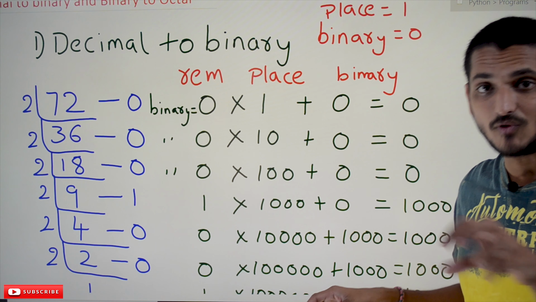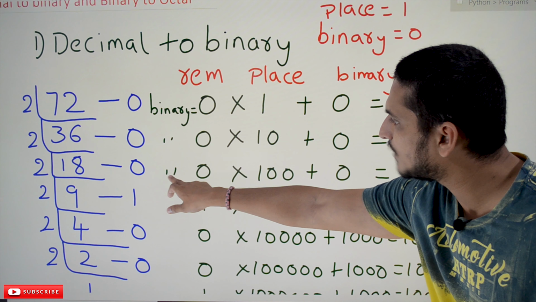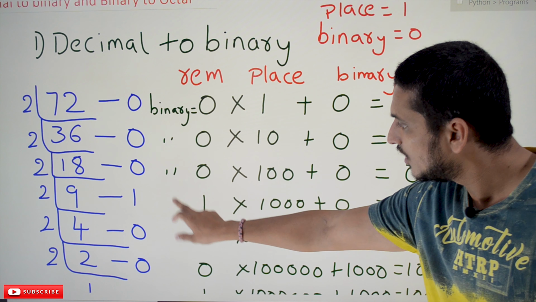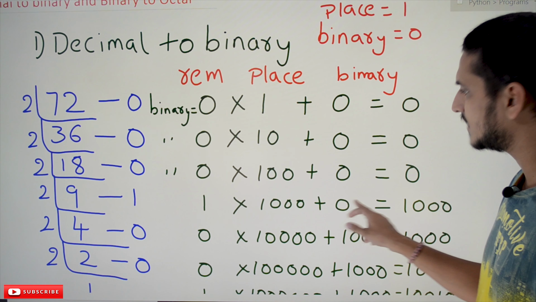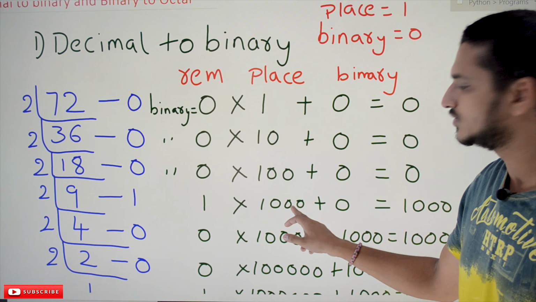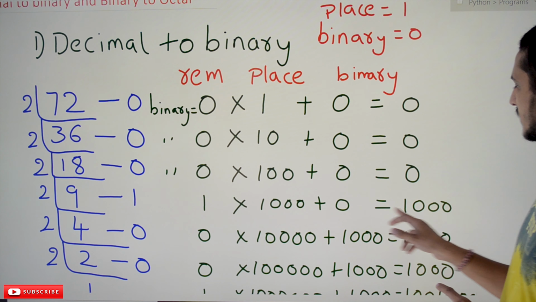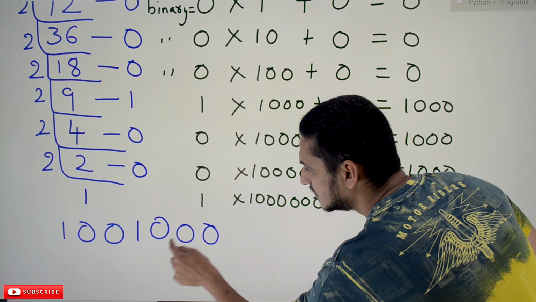Now you will understand why we have chosen this logic. At this position you will understand. Up to now, what's the binary value? 0. Now binary is equal to remainder into 1000 plus 0. Here the remainder value is 1. 1 into 1000, 1000 plus 0. That we got as 1000. See here, 1 0 0 0.